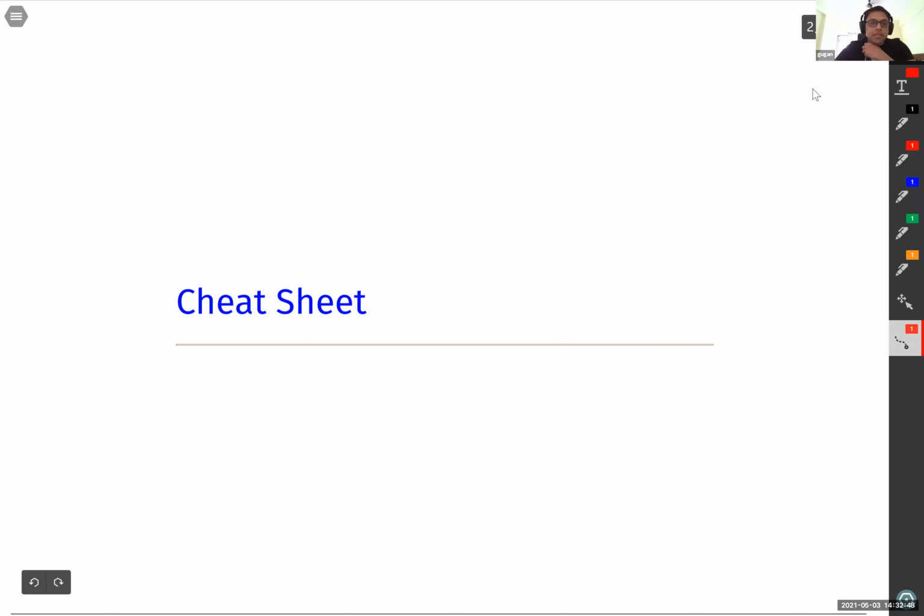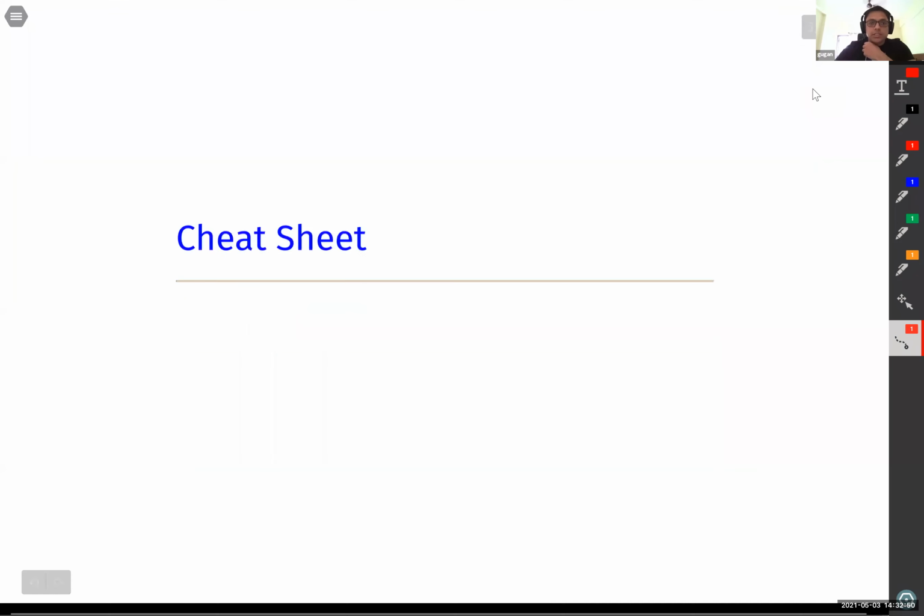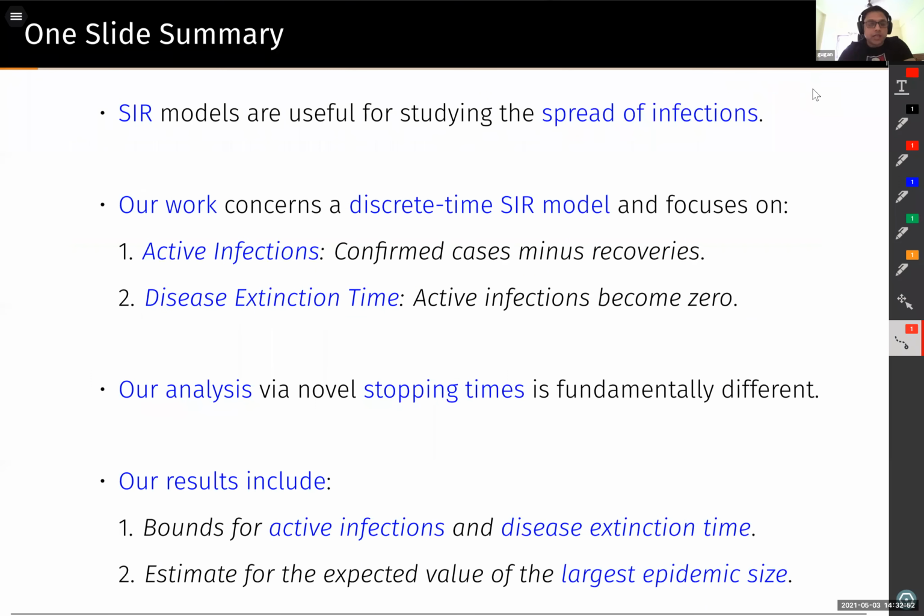All right. Let me begin by giving a cheat sheet or a one slide summary of what we have done. I'm sure many of you already know, but SIR models are useful for studying spread of infections. Our work basically concerns a discrete time stochastic SIR model. And we focus on two things. The first is active infections, and the second is disease extinction time.